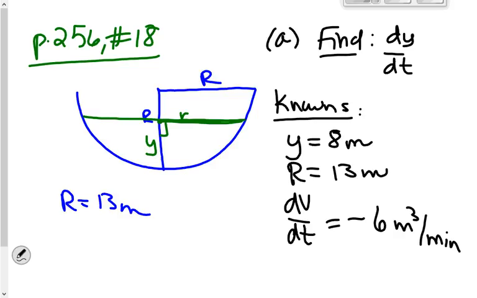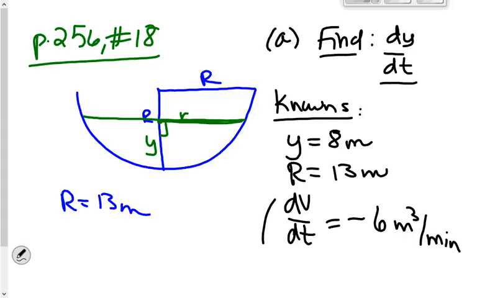So I know all those things, including the rate at which the volume is changing, and I need to find the rate at which the height is changing. So what am I going to do? What's my next step? Okay, so I need to find an equation. That's really the next step. I need to find an equation that relates the thing that I'm looking for with the things that I have.